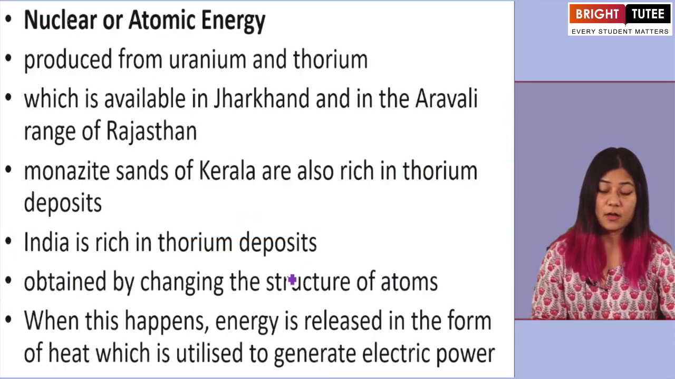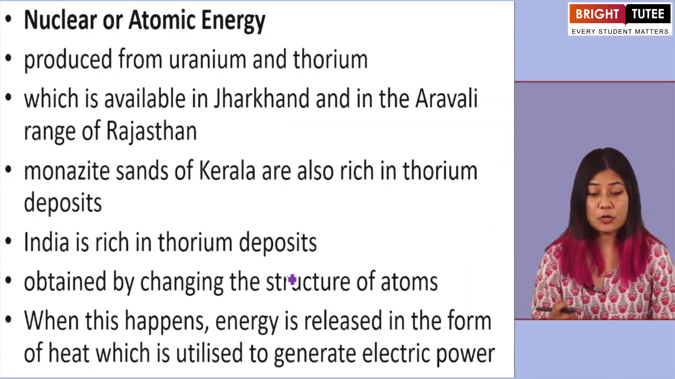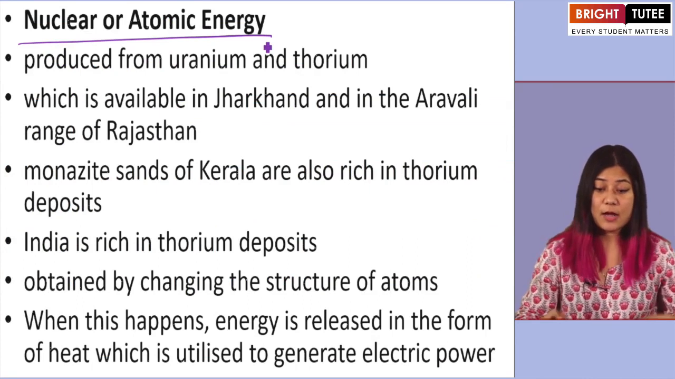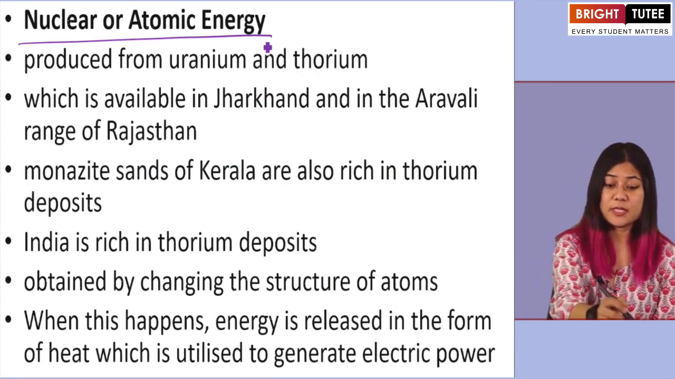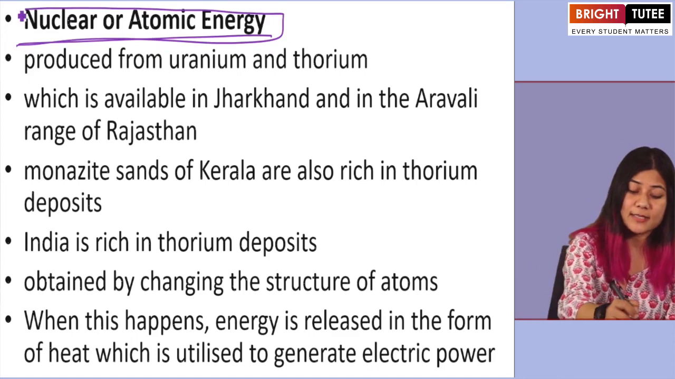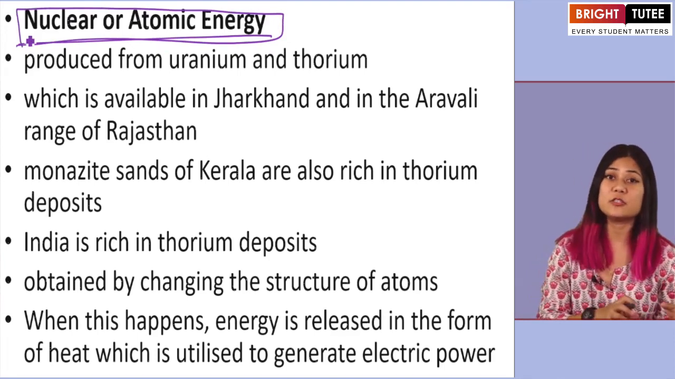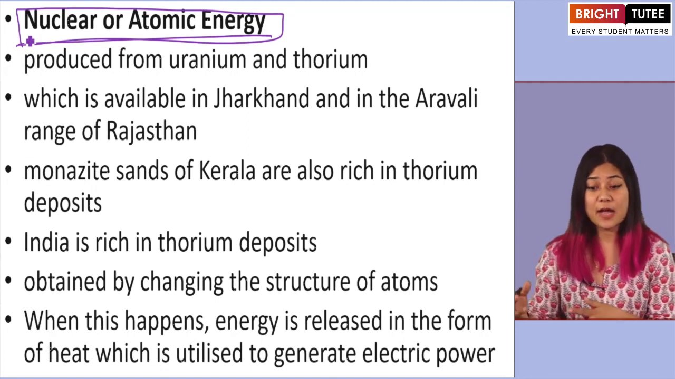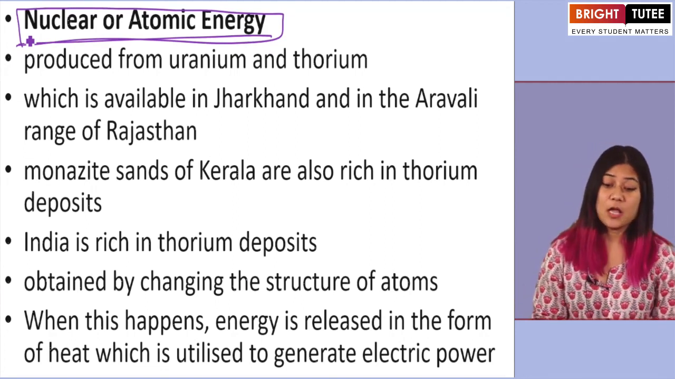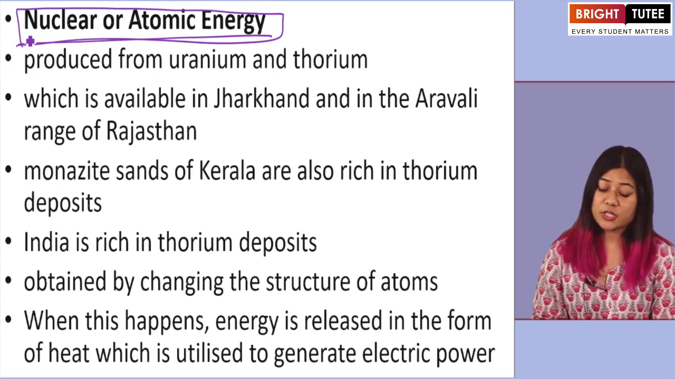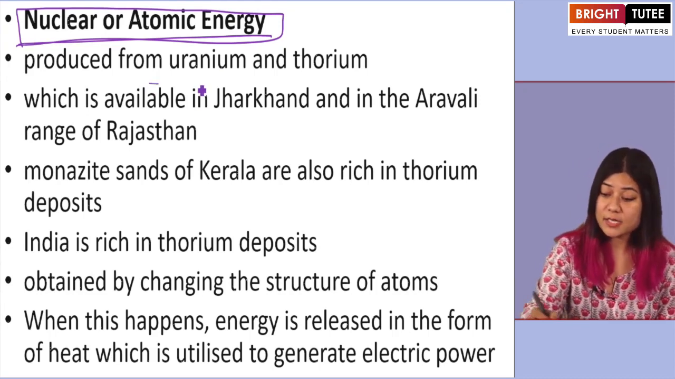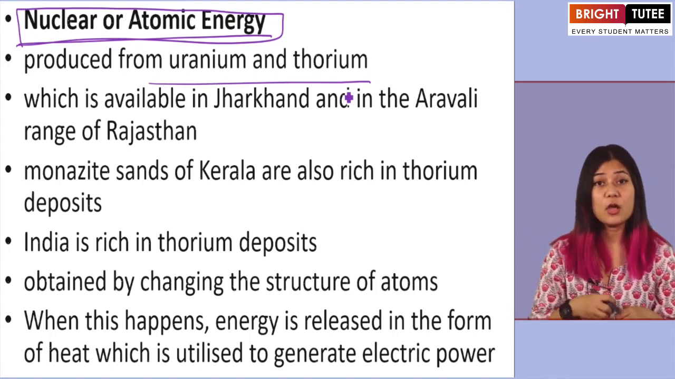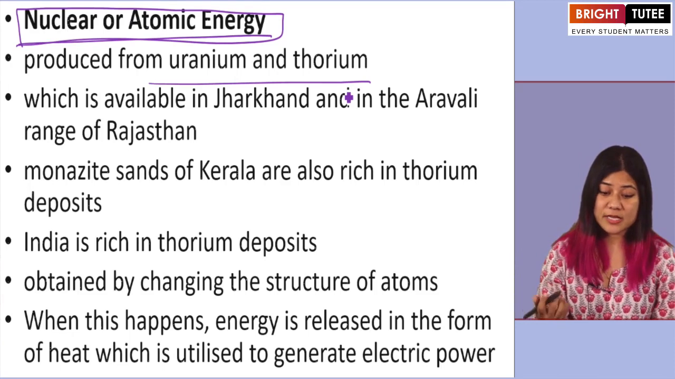Now the next kind of energy that we are going to look at is nuclear or atomic energy. Okay. Now in this chapter, this topic of nuclear or atomic energy does not fall in conventional or non-conventional, but this is just to help us understand different kinds of energy. Okay. So nuclear or atomic energy is produced from uranium and thorium. These are the two elements which go into the production of atomic energy.